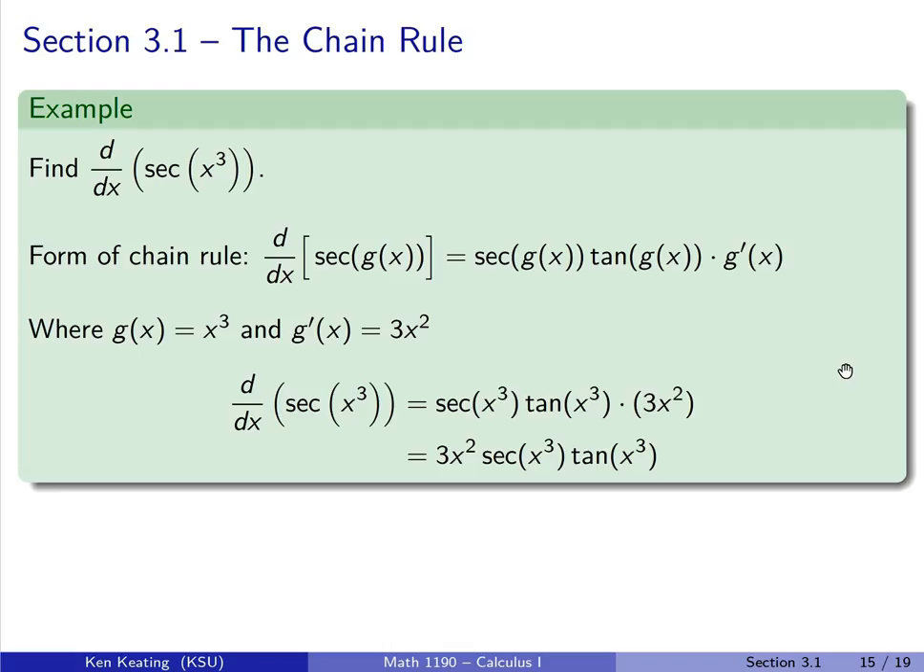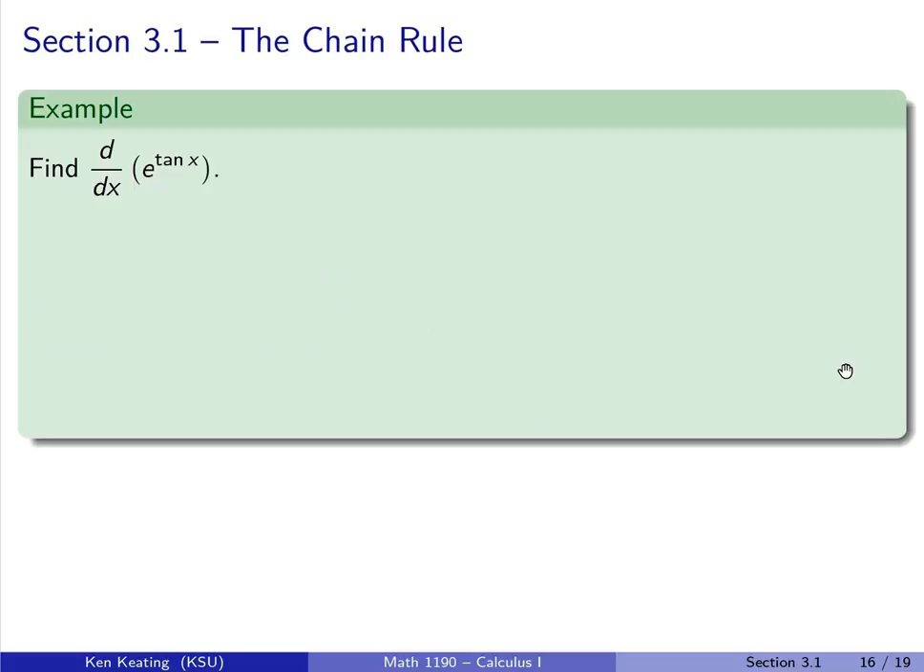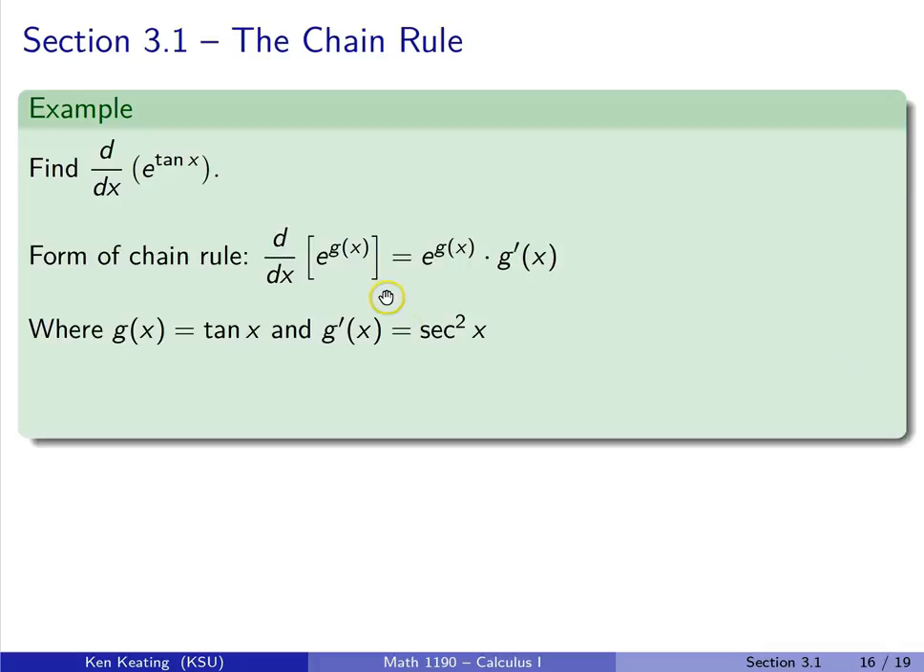All right, how about taking the derivative of e to the tangent x? This is the derivative of e to a function. We've done a few of these. This is our first function in the exponent that is not a polynomial. I can take the derivative of e to any function, and tangent x is a function. The derivative of e to a function is e to the function times the derivative of the function. In this case, our function is tangent x, and the derivative of tangent x is secant squared x.